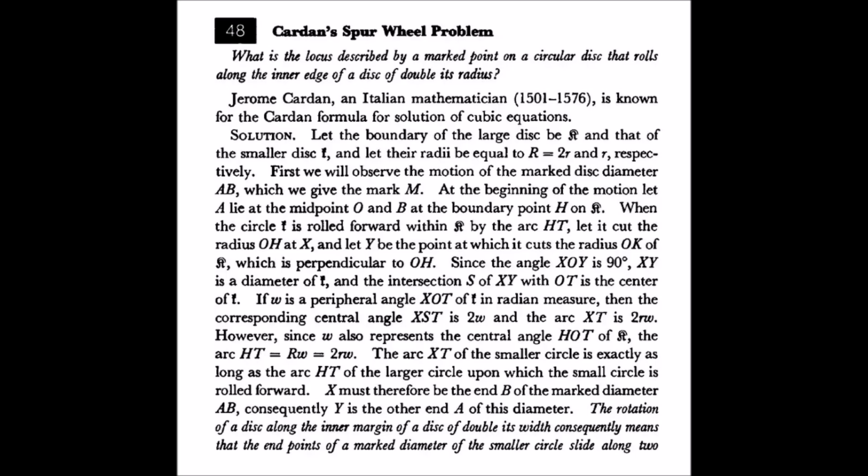This mechanism, a circular disk that rolls along the inner edge of a disk of double its radius, is known as a Tusi couple after the 13th century Persian mathematician Nasir al-Din al-Tusi, although the 16th century Italian mathematician Girolamo Cardano independently reinvented it. The term Tusi couple only dates to 1966, hence why this book, published in 1965, refers to it as Cardan's spur wheel after Girolamo Cardano.